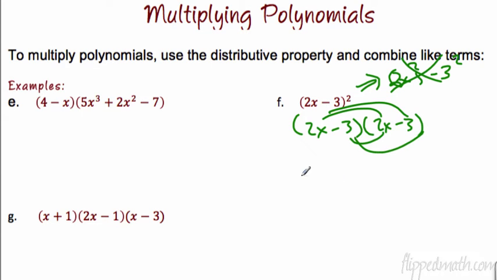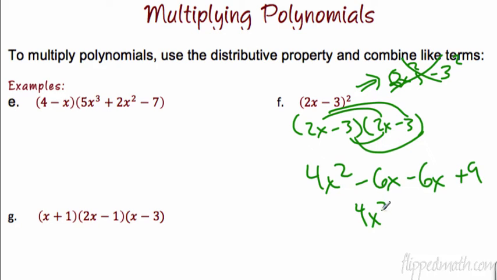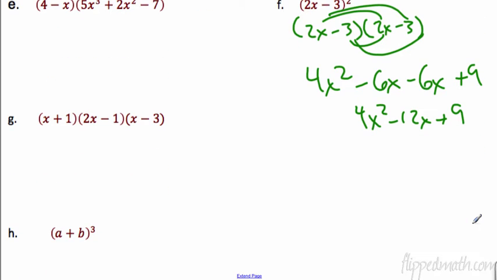You got to show a little love here. We get 4x squared. On the outside, we're going to get minus 6x. On the inside, another minus 6x, and then a positive 9. So when I reduce that, we get 4x squared minus 12x plus 9. Well, that's easy enough. How about G?